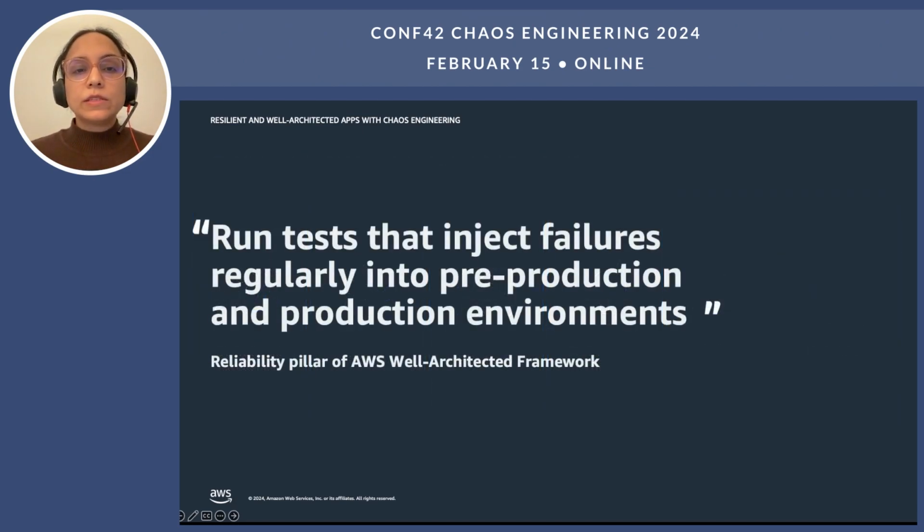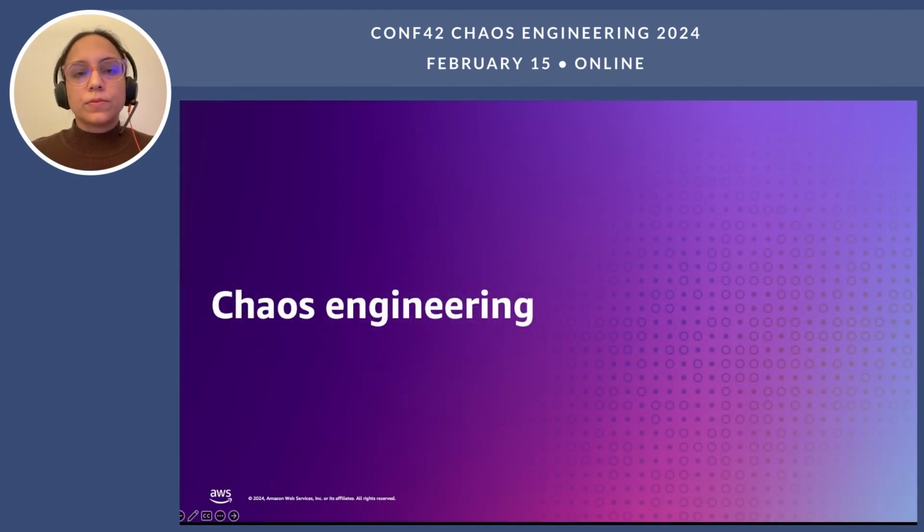In the reliability pillar of the well-architected framework, there is a segment that talks about failure injection. Run tests that inject failures regularly into pre-production and production environments. And this comes as a recommendation from our many years of experience. This practice of using fault injection to test your environments is better known as chaos engineering.